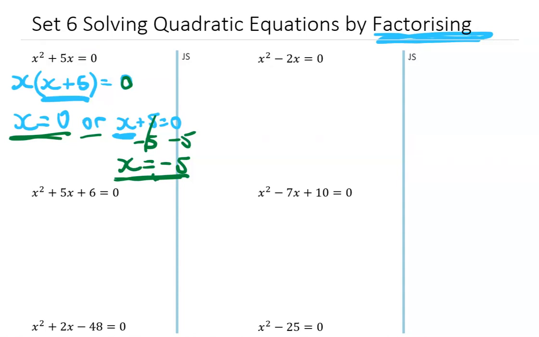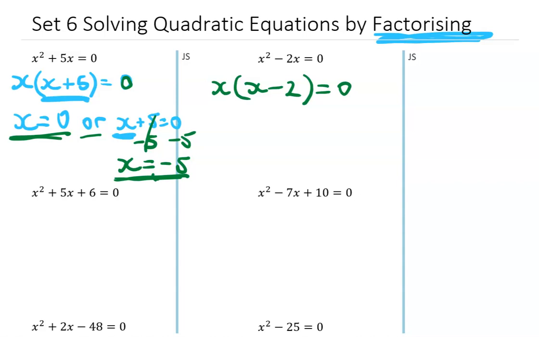We've got x squared, take away 2x equals 0. Again, we need to factorise. So let's bring out the common factor of x. X comes out the front. Okay, x times what gives me x squared? And that's going to be an x. X times what gives me minus 2x? And that's going to be minus 2. And we've got it all equal to 0. Okay, so you can see here I've just factorised.